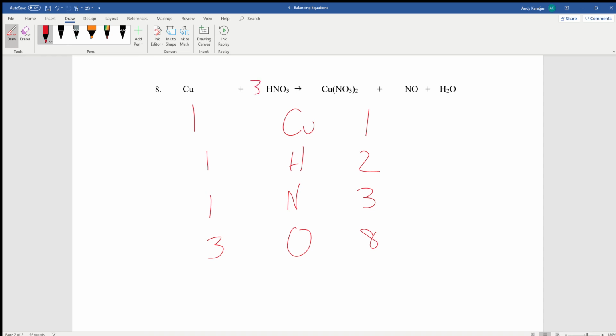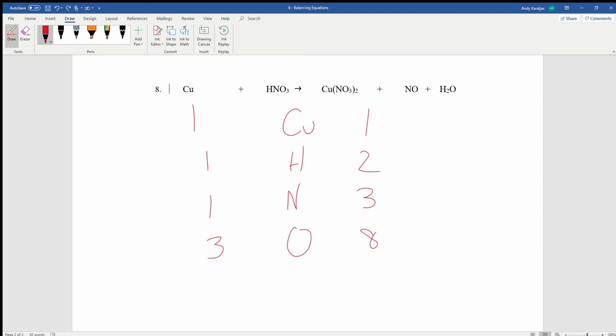So we could put a 3 here to balance the nitrogen. The problem is then we end up with an odd number of hydrogens on the left side, and because the only hydrogen source on the right side is in water, we need an even number of hydrogens. So what will help us get there? How about 4?